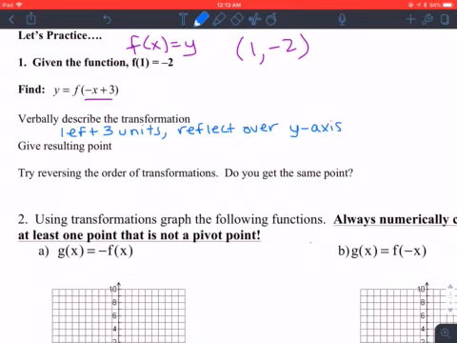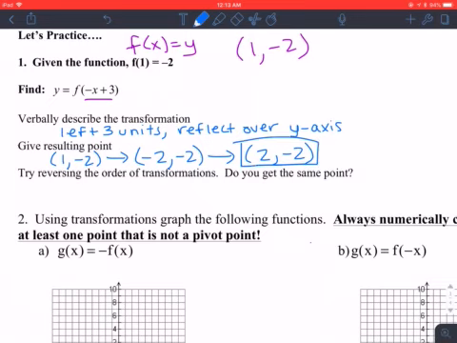So our resulting point, we're starting at 1, negative 2. First we'll go left 3. So our x value will move left 3, so starting at 1, we'll now be at negative 2. Our y value stays at negative 2. And then reflecting over the y-axis, we're going to change the sign of our x value. So instead of negative 2, it's now positive 2. If you were to actually look at the graph and take that point 1, negative 2, move it left 3 units, then reflect it over the y-axis, you'll end up at 2, negative 2.